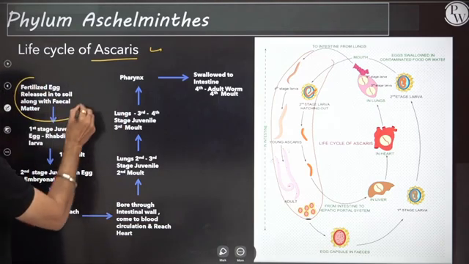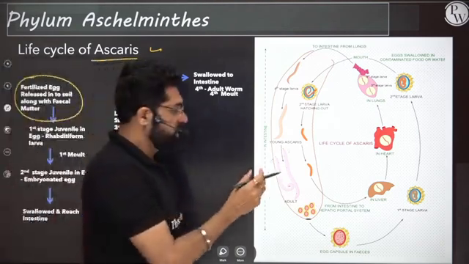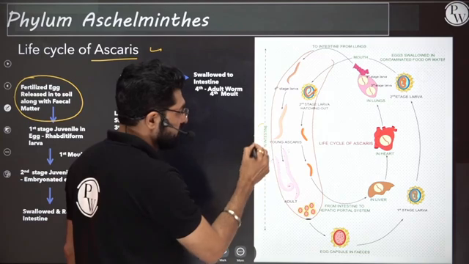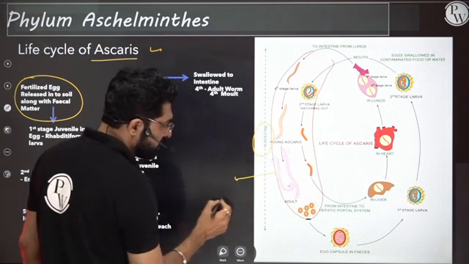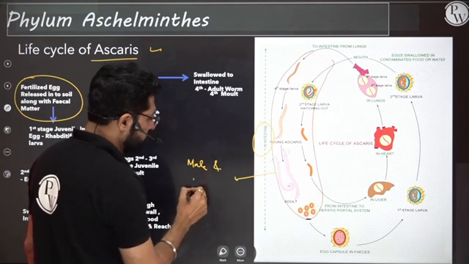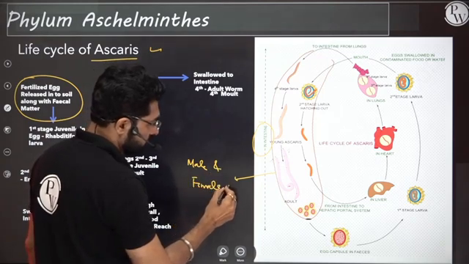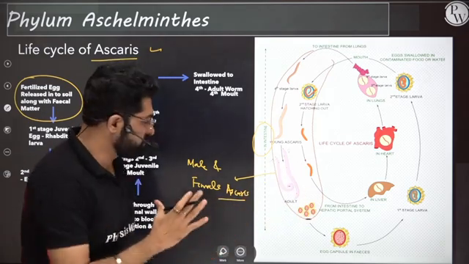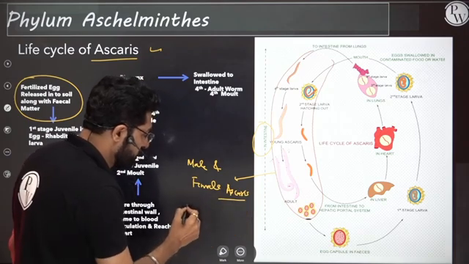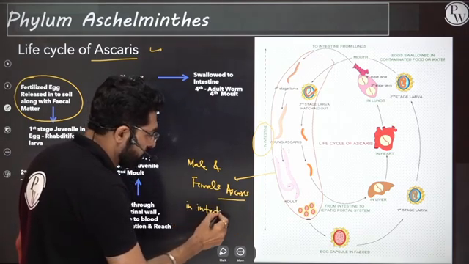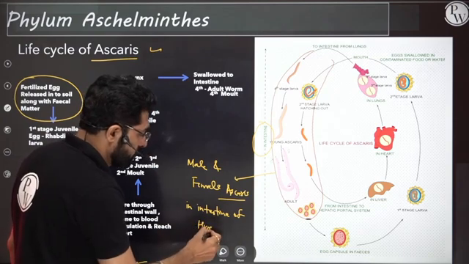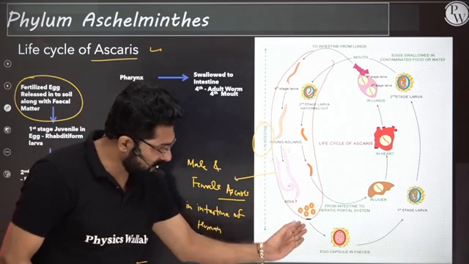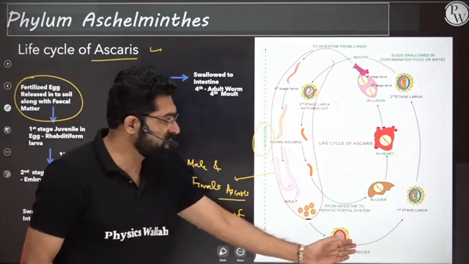The fertilized eggs are released into the soil. Now you see, this Ascaris, male and female, were living inside the intestine. Can you see this is the intestine of a human being? Male and female Ascaris are residing in the intestine of humans. Okay, so let's see what happens. They copulate and they produce eggs. These eggs are released in the feces, and through the feces they are released into the soil.